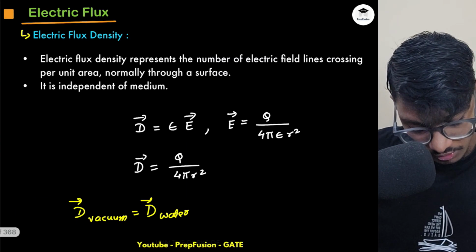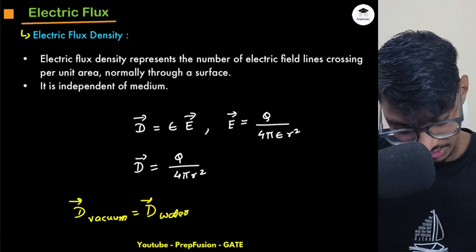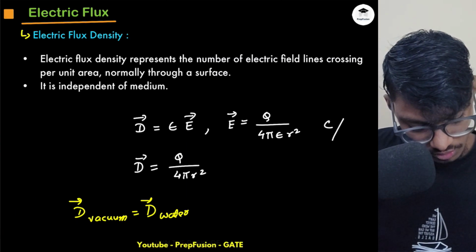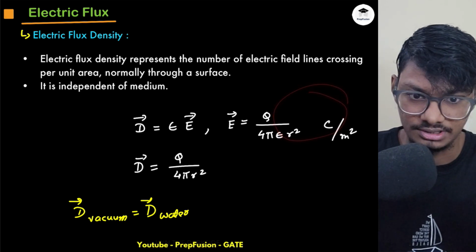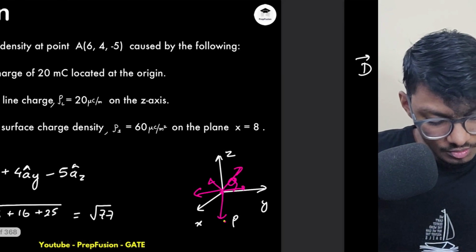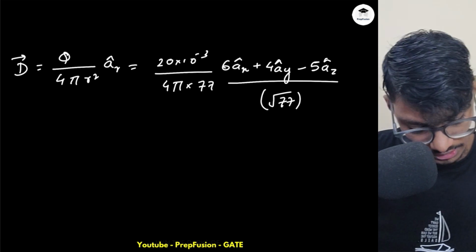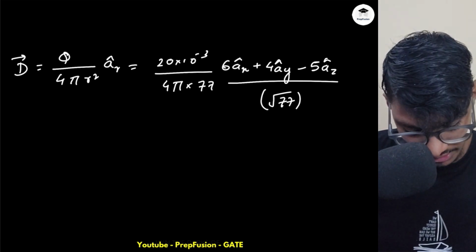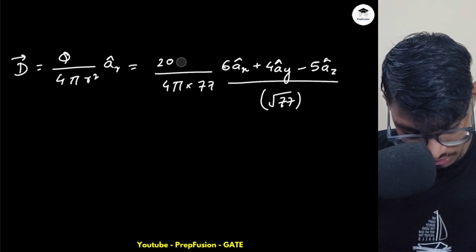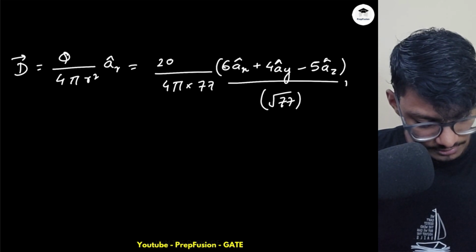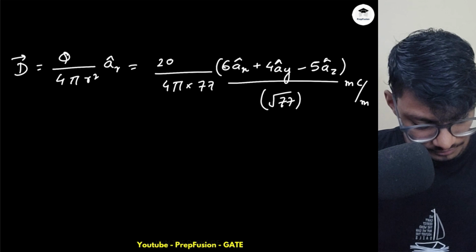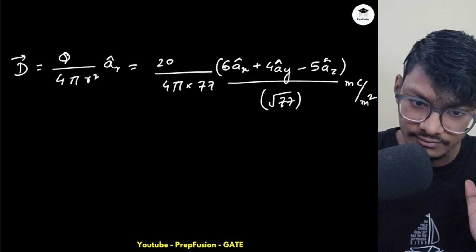And one more thing, the unit of electric flux density I forgot to mention: the SI unit of electric flux density is coulomb per meter square. Here this will be 10 raised to the minus 3. If I don't write 10 raised to the minus 3, as it doesn't look good, it will be millicoulomb per meter square. So that will be the unit of electric flux density.